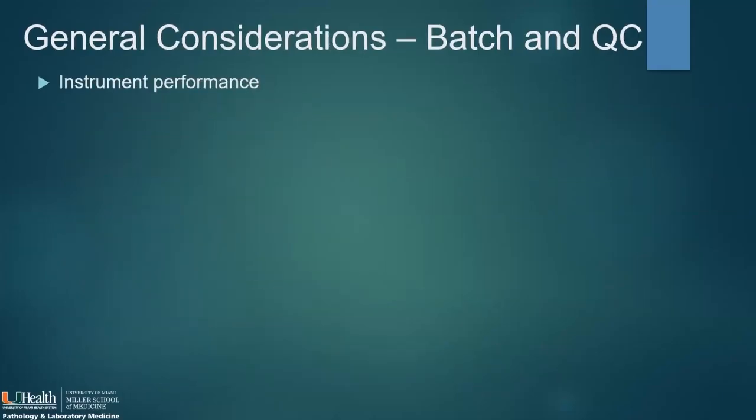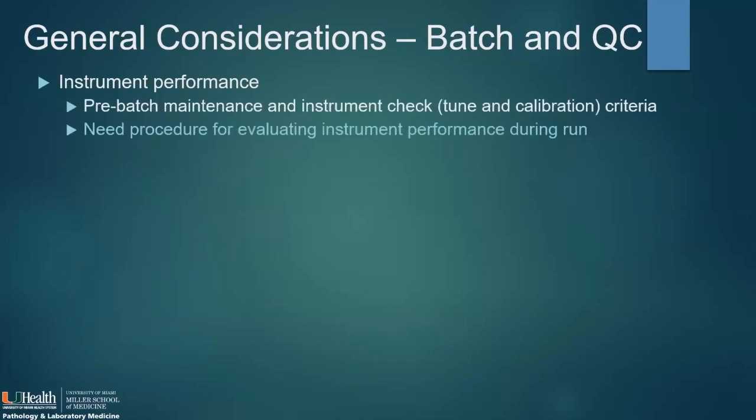Also, some considerations are instrument performance. This one I added in. We should have pre-batch maintenance and instrument checks, so tunes and calibrations, and you should have criteria set for that. And Standard 54 mentions that you need a procedure for evaluating instrument performance during the run.